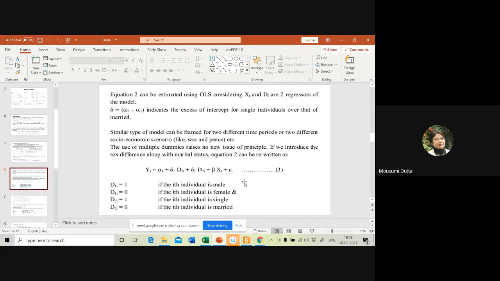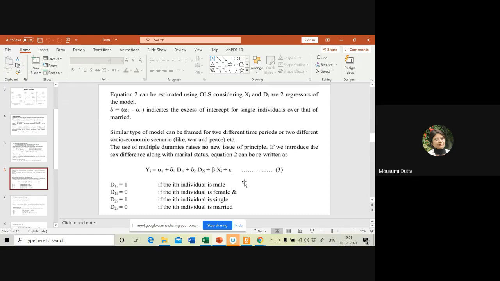You will find that if there are 3 categories, primary, secondary, higher secondary, in that case, we will use 2 dummy variables, 2 binary dummy variables. In other words, if there is an intercept in the regression model, in that case, we use one dummy less compared to the number of categories we have.